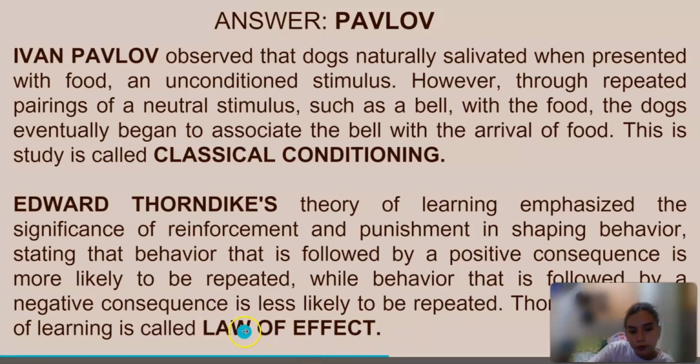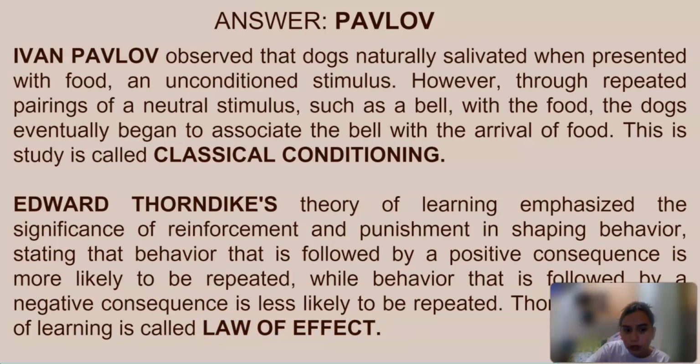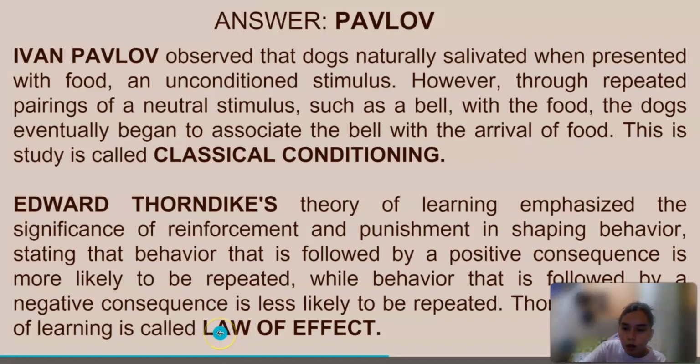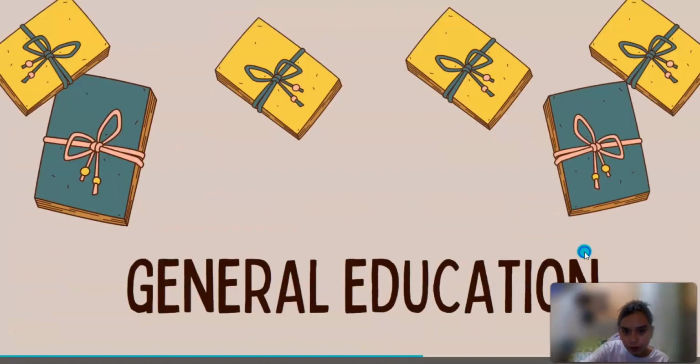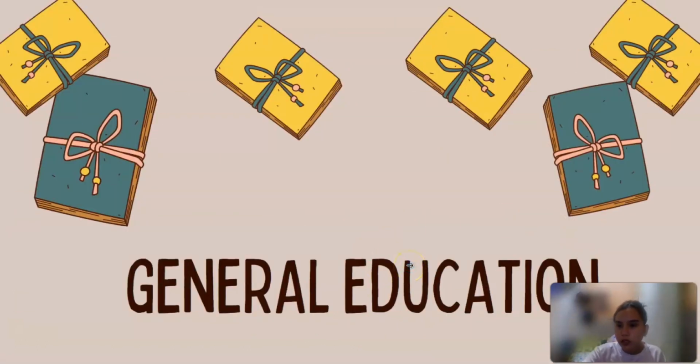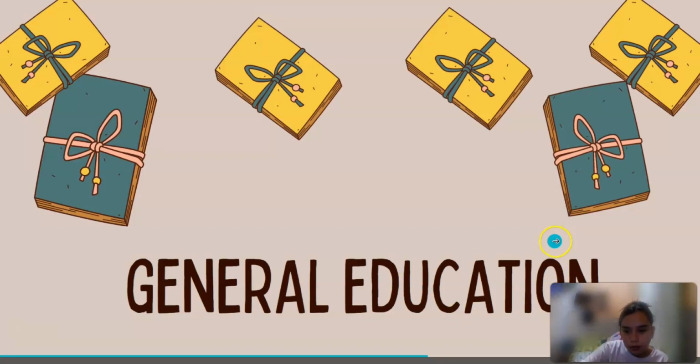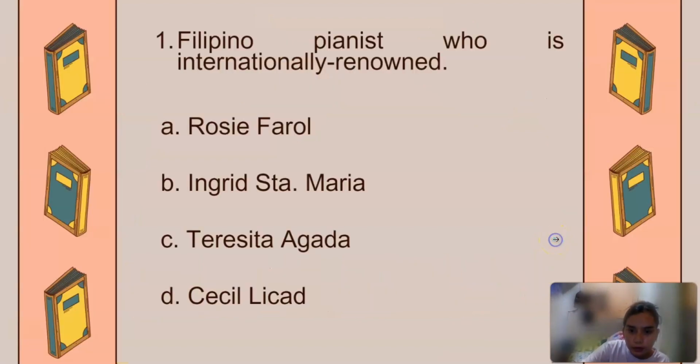So again, guys, the correct term for the theory of learning of Edward Thorndike would be laws of learning. Law of effect is one of the laws of learning that was part of his theory. And that would be all for the professional education questions that I will be presenting now. For general education, I also have here 3 questions that I am going to ask you.